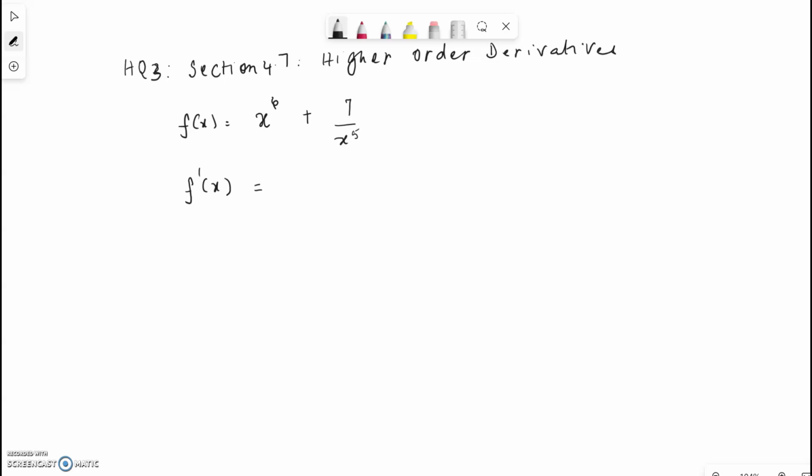This is a sum of two functions. So it's going to be d by dx of x to the 6th plus d by dx of the second function. We keep the constant outside and we differentiate x to the negative 5th. The derivative of x to the 6th is 6x to the 5th, plus 7 times the derivative of x to the negative 5th, which is negative 5 x to the negative 5 minus 1, so that's negative 6. So we subtract 1 from the exponent.